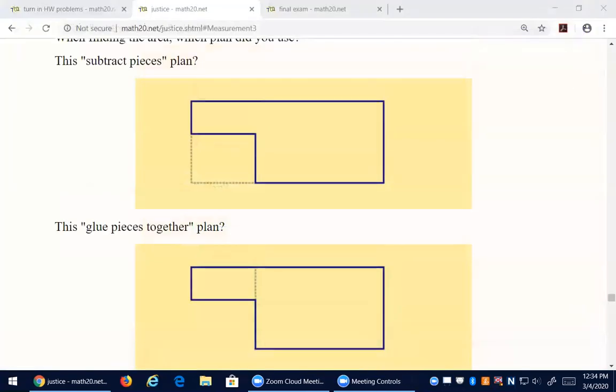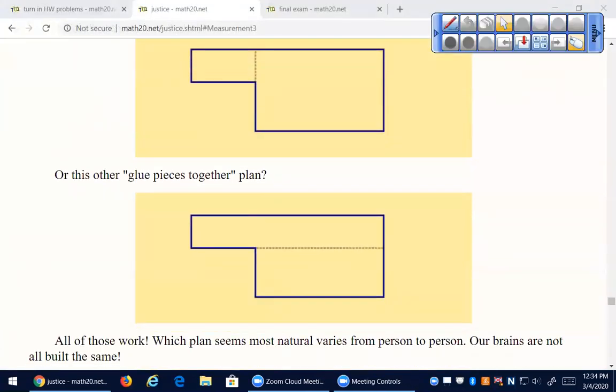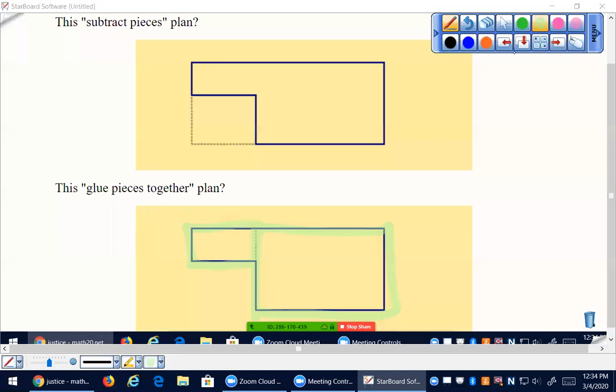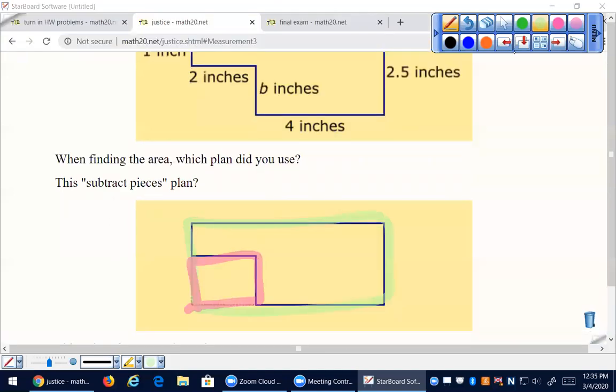Then a very few people will say, I'm going to find the area by taking this top skinny rectangle and adding a bottom skinny rectangle. But it's rare that I hear people do that. So who did this big part minus little part way in their head? Anyone do that? Okay, let's do it for people who did.